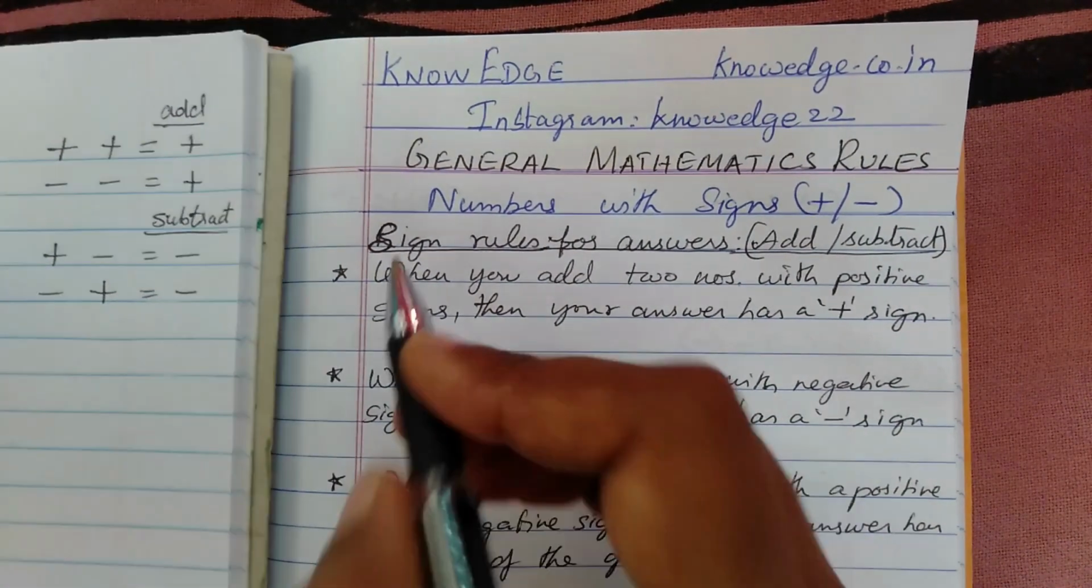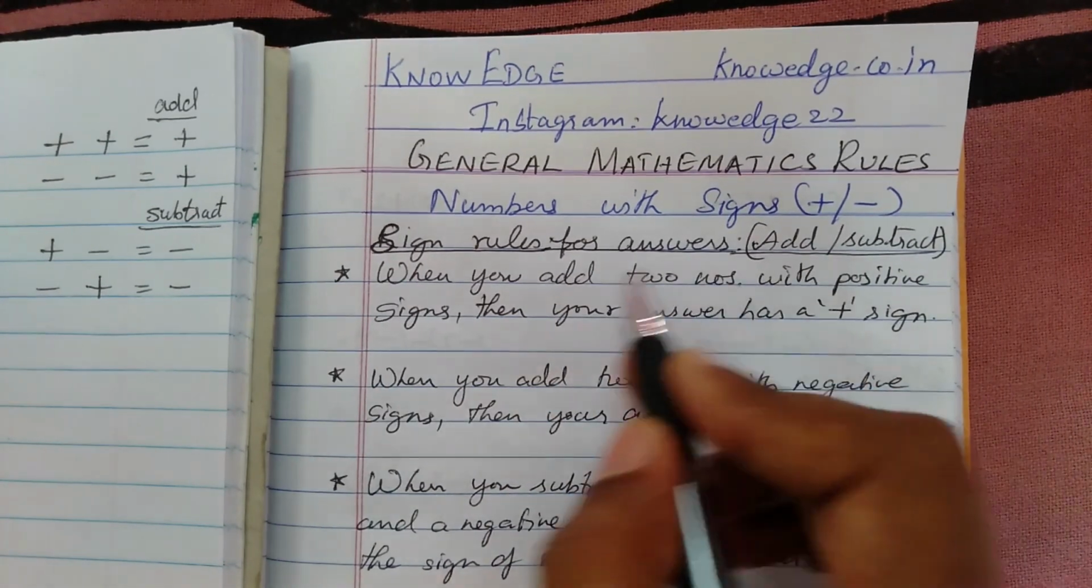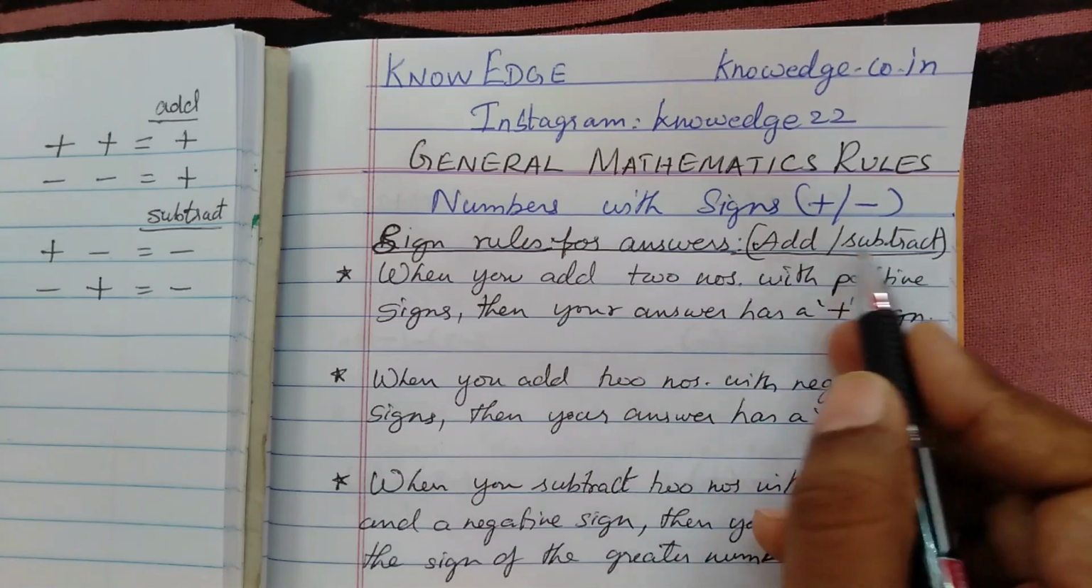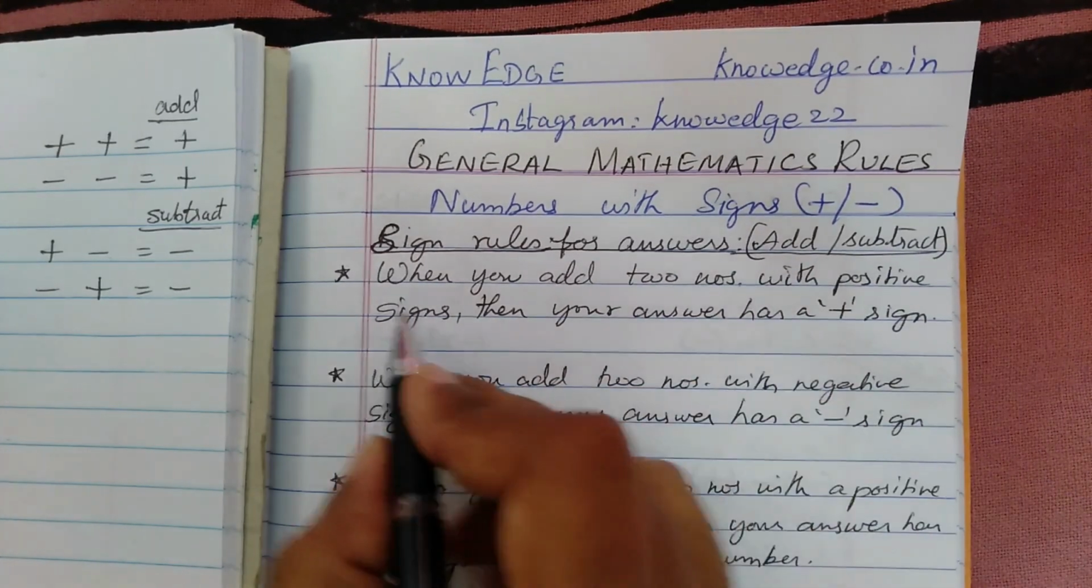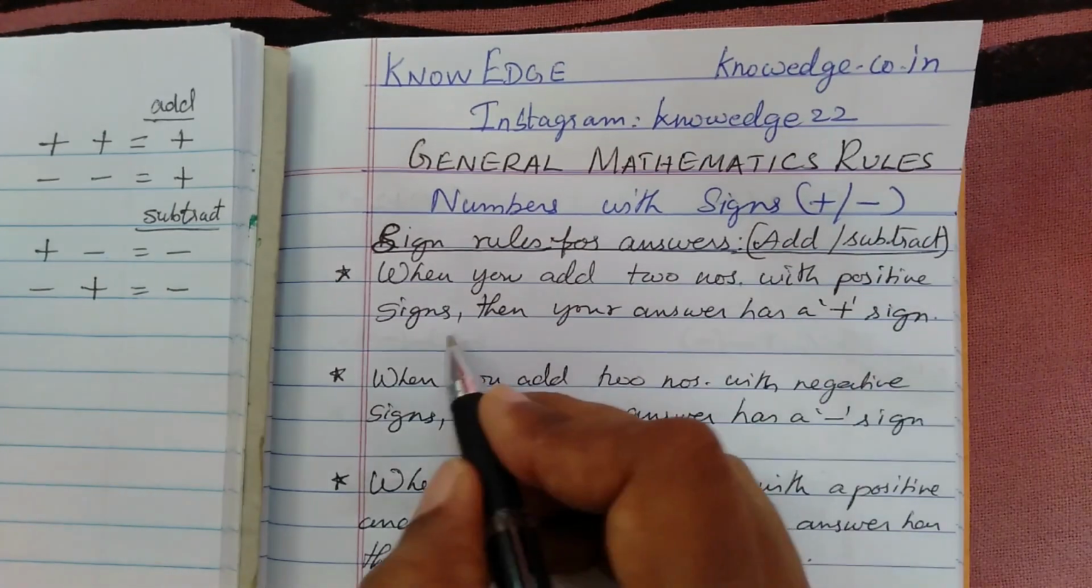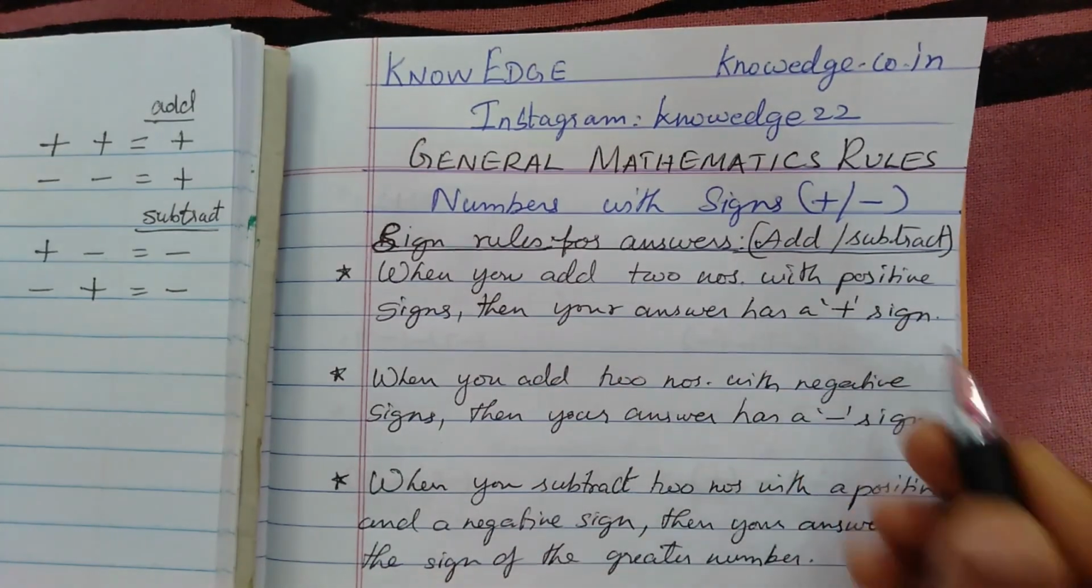The second thing is sign rules for answers. Now you are coming to the answer part of it. When you add or subtract, I will tell you what the general rules are for that. When you add two numbers with positive signs, then your answer has a positive sign.